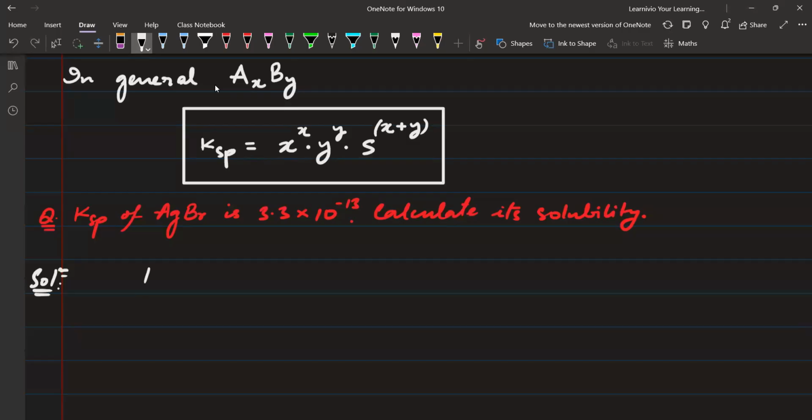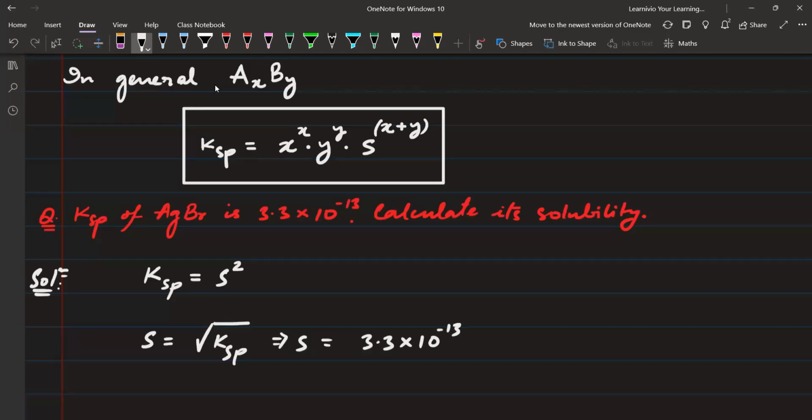So we know that for this case, जब आपके AB टाइप का केस हो, तो KSP is equal to what, S squared, right? Yes or no, please tell me guys? Yes, sir. S is going to give you the solubility. So S will be equal to under root of KSP, which will be equal to how much? S will be equal to 3.3 into 10 to the power minus 13 under root.